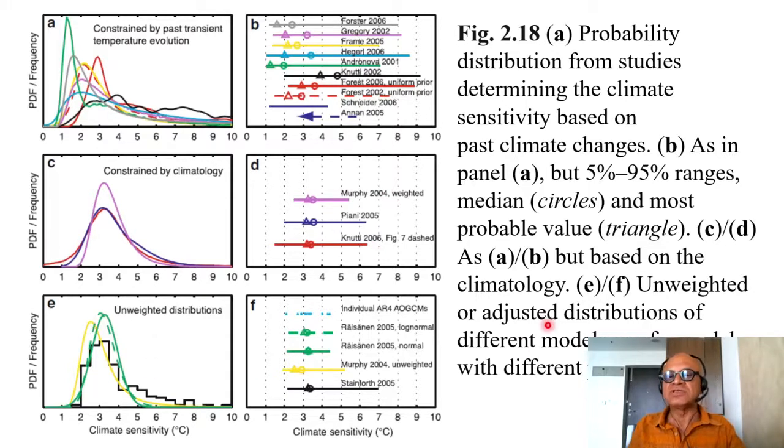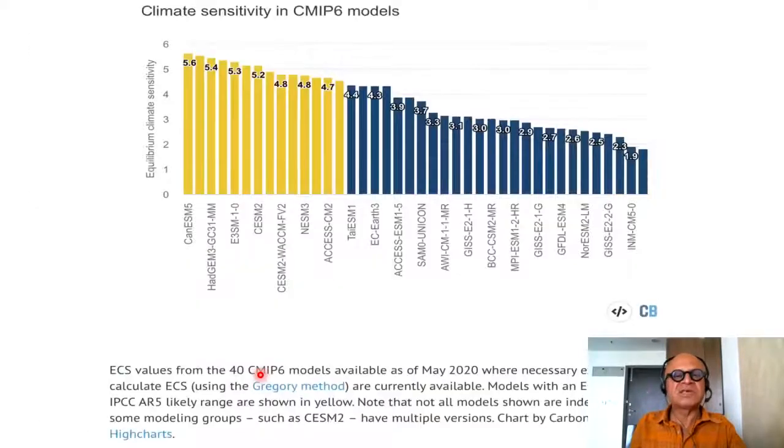Unweighted distribution, this is B, same as in A, but 5 to 95% ranges and most probable values, so it's been reduced into percentiles where you have the most confidence, for example. C and D as in A and B, but based on climatology. E and F, unweighted or adjusted distribution of different models or of a model with different parameters. So models themselves can have sensitivities to the parameter choices, what we called tuning early on. So the story remains the same, that climate sensitivity is a very hairy problem.